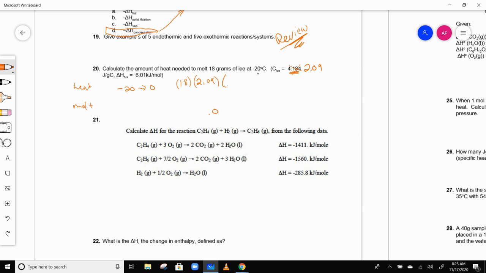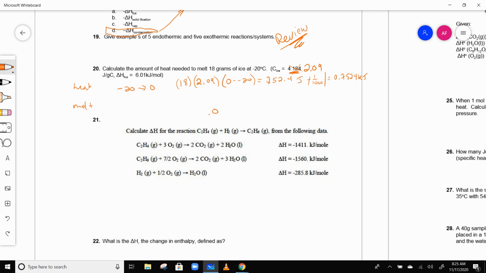And then delta T is going from negative 20 to 0, so final minus initial. So we do 18 times 2.09 times 20, and we get 752.4. And that's in joules, so just be careful that that's in joules. Let's convert it to kilojoules. Divide by 1,000, and you'll get 0.752 kilojoules.